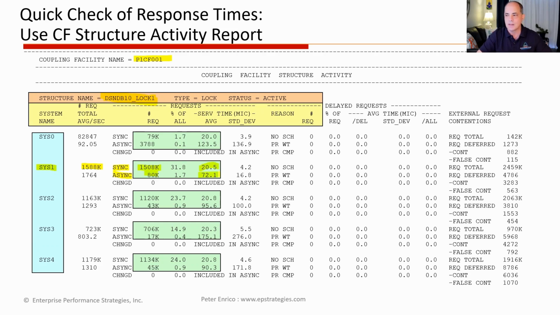Now we know that the lock structure, which in today's day and age should typically have 5 microseconds or less response time, tends to be a little bit of a problem here because it has a 20 microsecond response time. And again, remember, during this response time the CPU is actually spinning. So technically speaking, if I multiply the 20 microsecond response time by 150,000 requests, just do the math, and you can see how many CPU seconds that is actually costing the z/OS system.